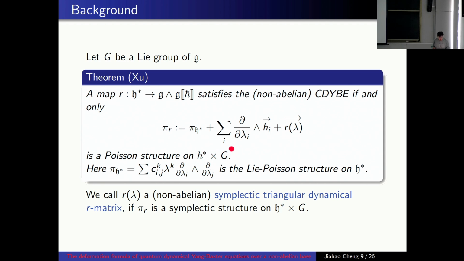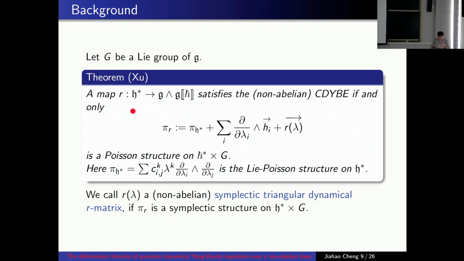So here pi H star is the Lie-Poisson structure on H star, because H can be a non-abelian Lie algebra. And here is a constant term, which is a standard term. Here lambda_i and h_i are the standard bases that we have specified before. Here h_i with this arrow means that h_i acts on G by left-invariant vector field, and R with this arrow means that R(lambda) also acts on G by left-invariant vector field.